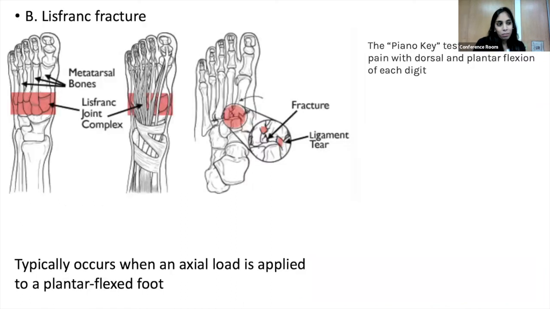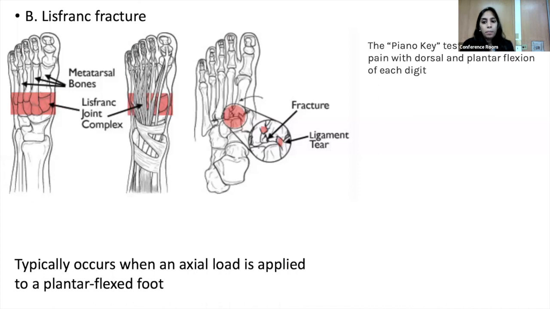So only two of those were even in the foot. So this one is a Lisfranc fracture. This is the Lisfranc joint complex. It's basically the articulation of the first, second, and third metatarsals with the cuneiforms, so medial, intermediate, and lateral. It also includes articulation of the fourth and fifth metatarsals with the cuboid.